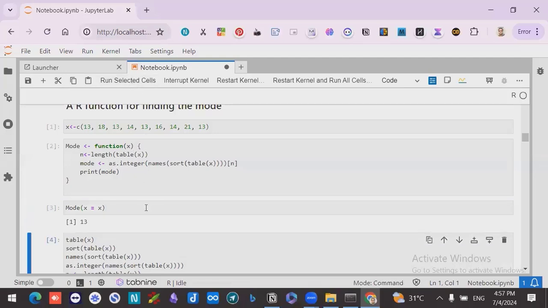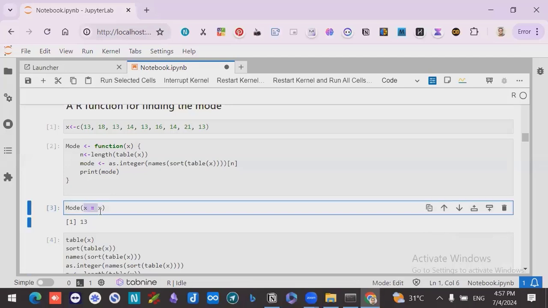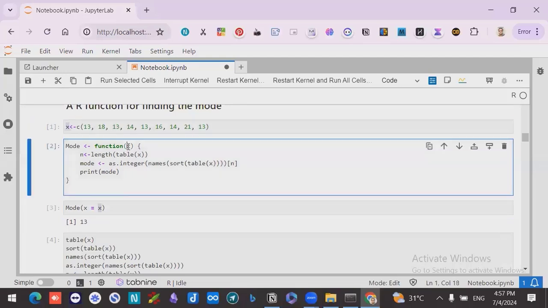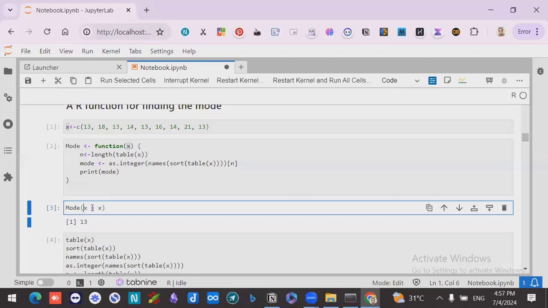With what we got, 13 we got. Okay, so this is the argument. Don't confuse: this is the argument and this is the value which we are giving here, because here also we are taking x. So that is this x, it's assigned. And this x indicates a vector.